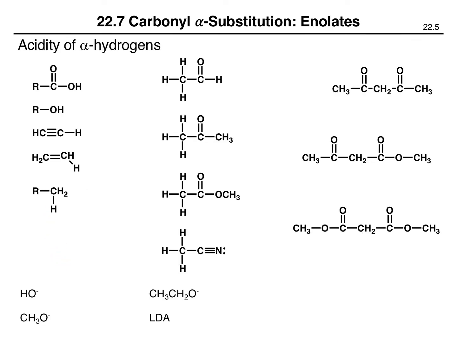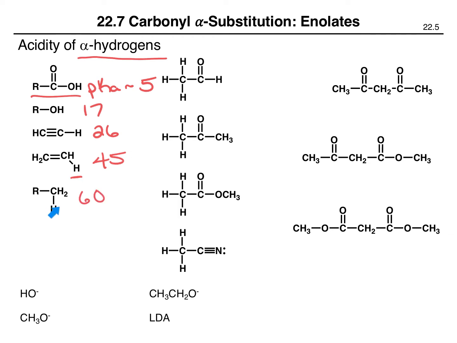Now we want to consider the acidity of alpha hydrogens, but let's start out with a more comprehensive review of some pKa values. So for a typical carboxylic acid, this has a pKa of approximately 5. An alcohol, we're looking at about 16 or 17. An alkyne, this has a pKa of about 26. An alkene hydrogen, this is about 45. And an alkyl hydrogen, this has a pKa of about 60.